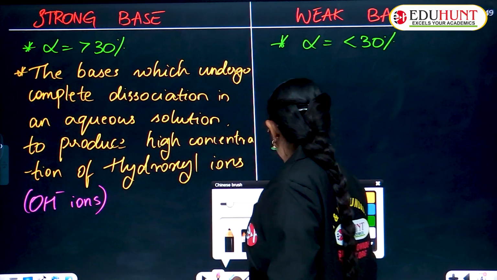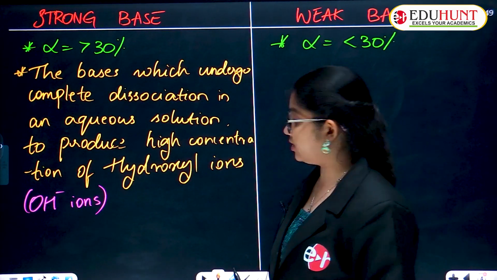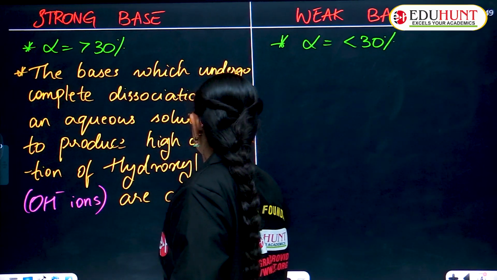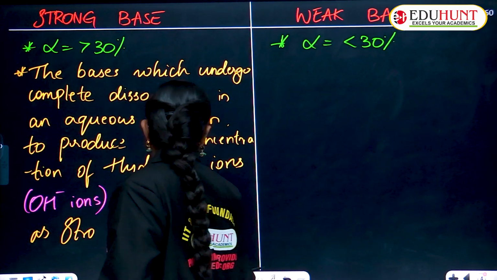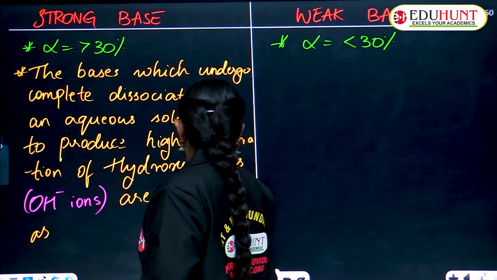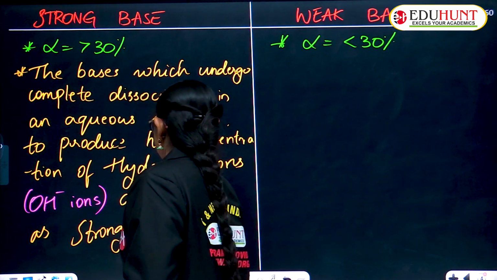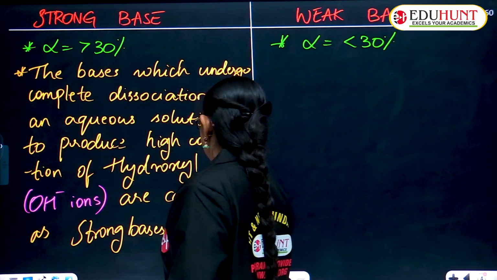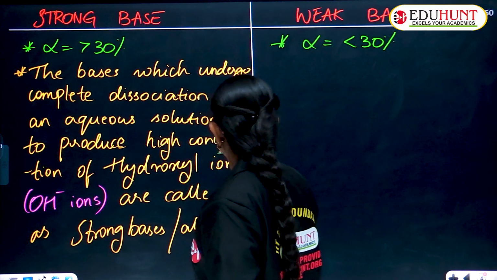These are called strong bases or strong alkalis. Okay, did you understand, children? Once again should I?